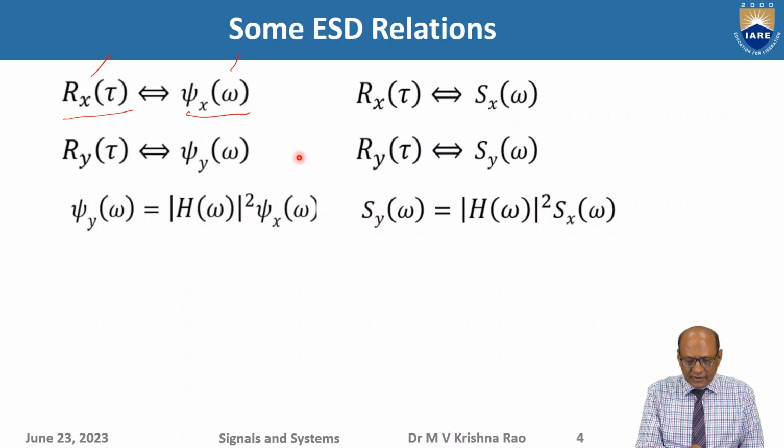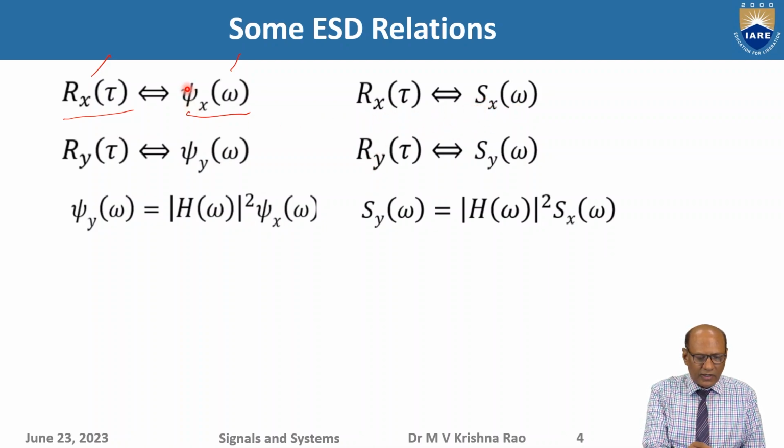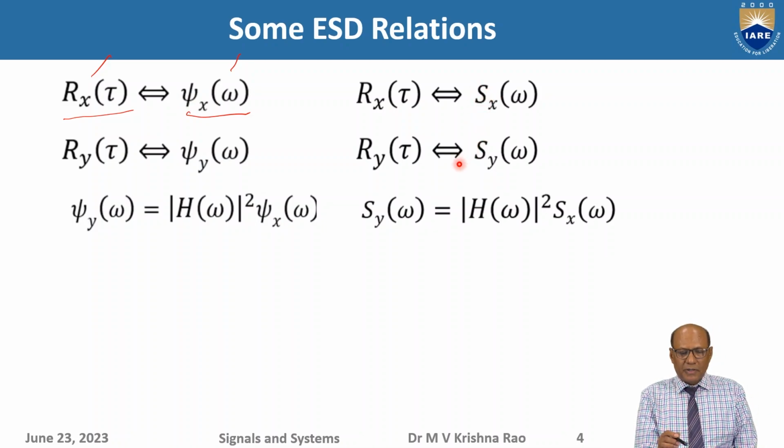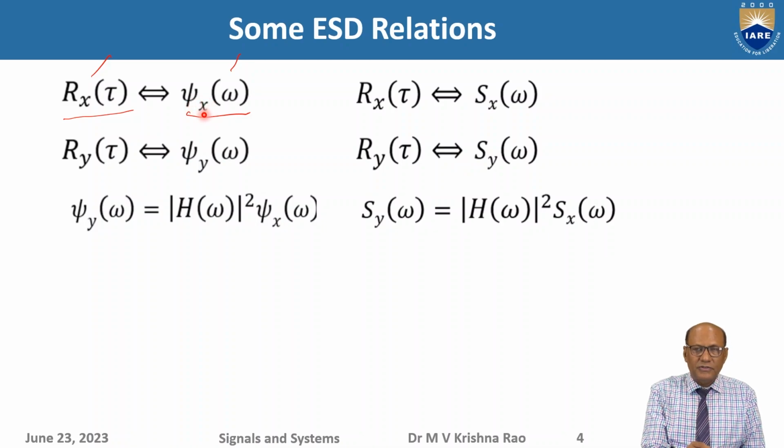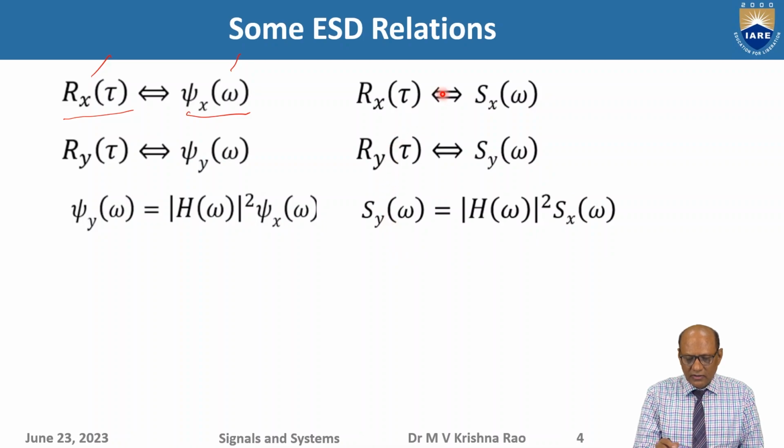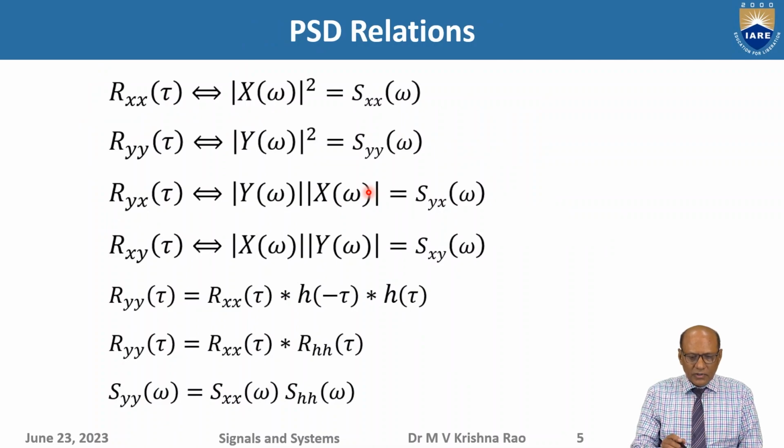Now, similar things for power signals; these are the equations for power signals. They are basically the same equations, except that instead of psi I am using capital S. Capital S represents the power spectral density, and psi x represents the energy spectral density. Otherwise, all these equations are similar. Let us take some more relations, and I consider the PSD relations here because it doesn't matter whether I take ESD or PSD.